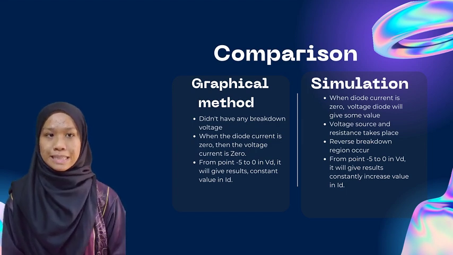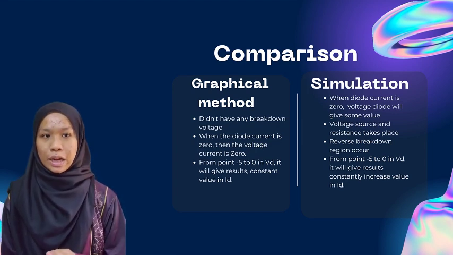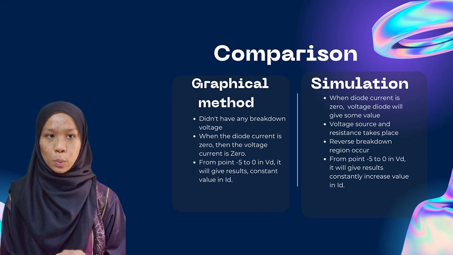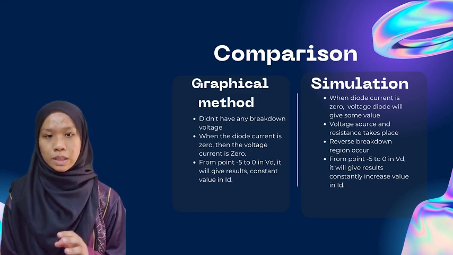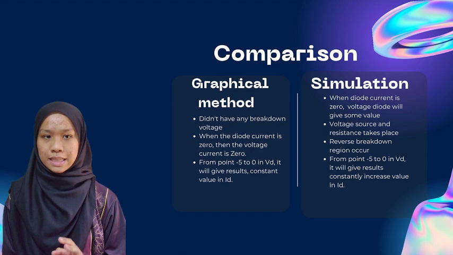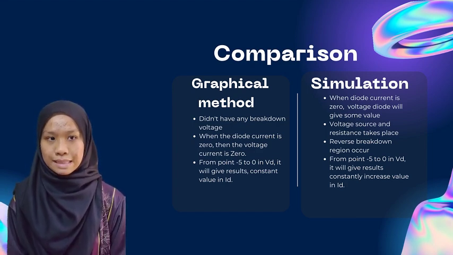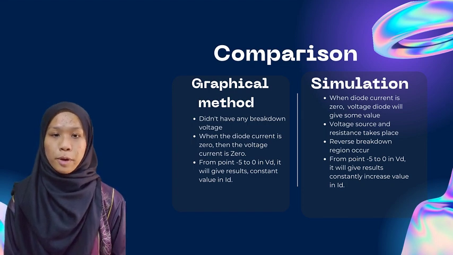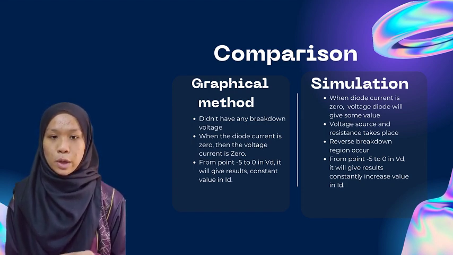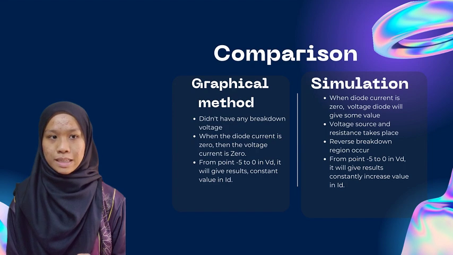For the simulation, when the diode current is 0, the diode voltage will give some value. Other than that, the voltage source and resistance take place. Moreover, the reverse breakdown region occurs. And lastly, in the table, from point -5 to 0, it gives a constant value in ID.